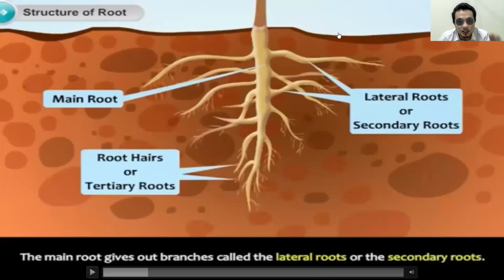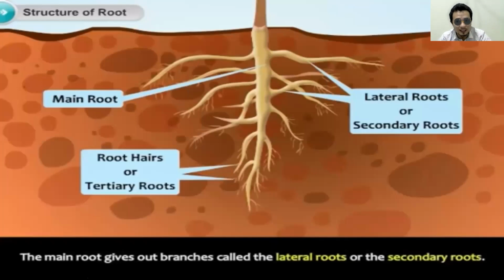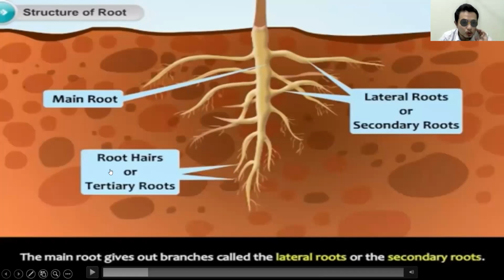All right, so this one, as you can see the arrow and also the name of each part. Here we have the main root, the bigger one; this is the main, so it's big because it's the main. And then we have here the secondary roots, which are the lateral roots. And we have the root hairs, which are the tertiary.